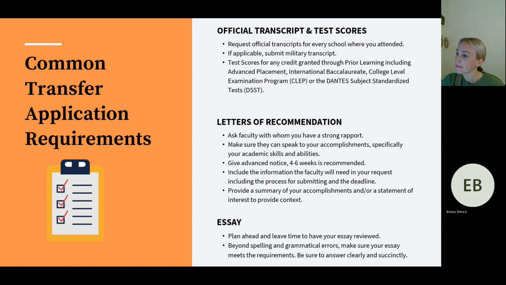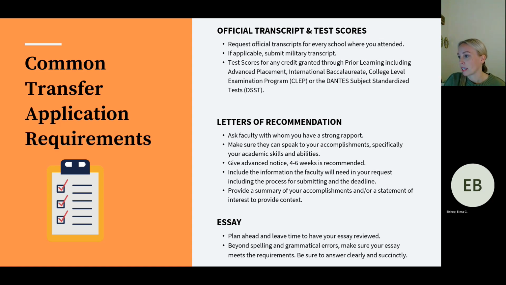Letters of recommendation. Ask faculty with whom you have a strong rapport, someone who you might have had a close connection with in one of your classes that you did great in. You would want to make sure they can speak to your accomplishments, specifically your academic skill and abilities. You would always want to consider their busy schedules just like your own and give advance notice. 4 to 6 weeks would be recommended.